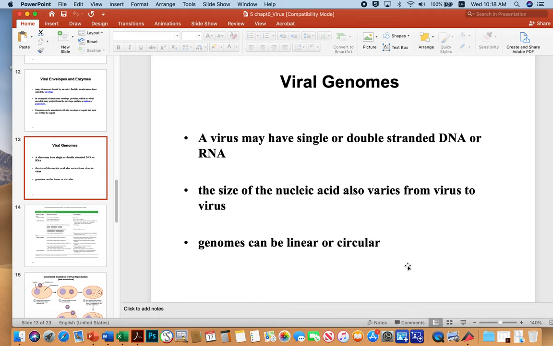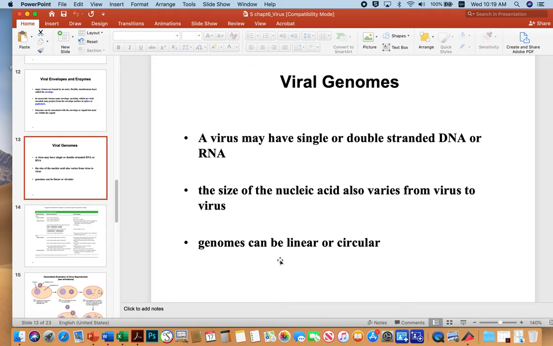Some of the combinations of viral genomes are pretty impressive. So a virus can have a single or double-stranded DNA or RNA genome. So the SARS-CoV-2 virus, for example, has a single-stranded RNA genome, whereas, say, the chickenpox virus has a double-stranded DNA genome. So it can be a wide variety. You and I have a double-stranded DNA genome, for example. The size varies from virus to virus. So SARS-CoV-2 is a very big genome, about 30,000 nucleotides.